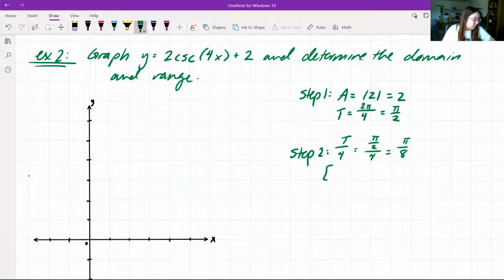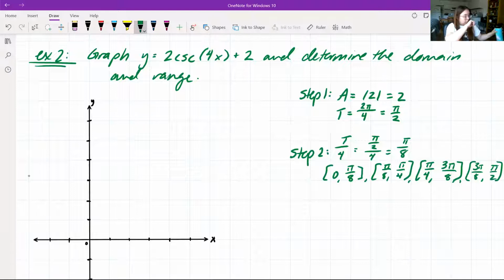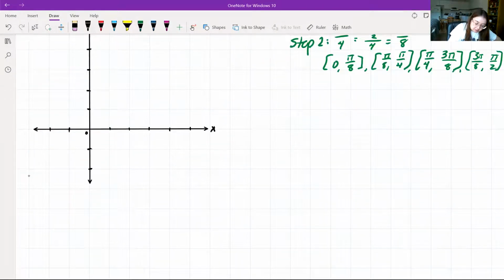So our intervals here are going to be 0 to pi over 8, pi over 8 to pi over 4, pi over 4 to 3 pi over 8, and 3 pi over 8 to pi over 2. All right, so these are our sub-intervals. And we're going to go ahead and go into step 3, which we'll do down here again.